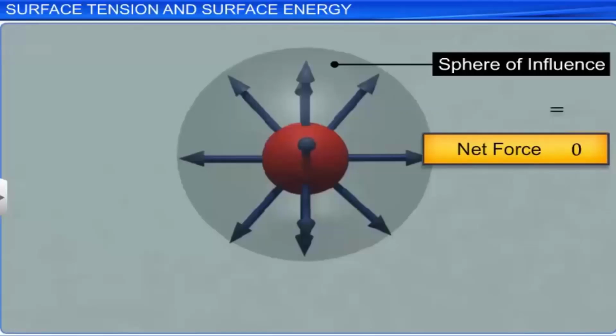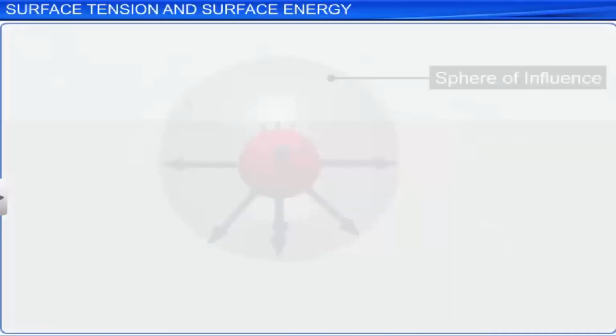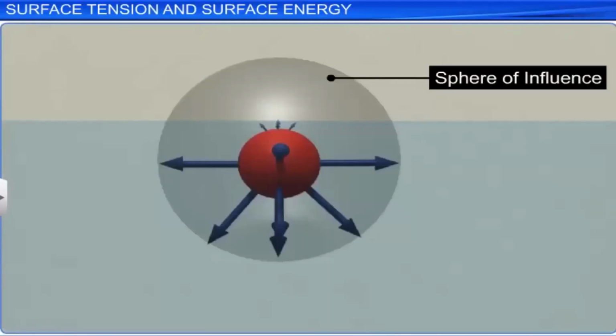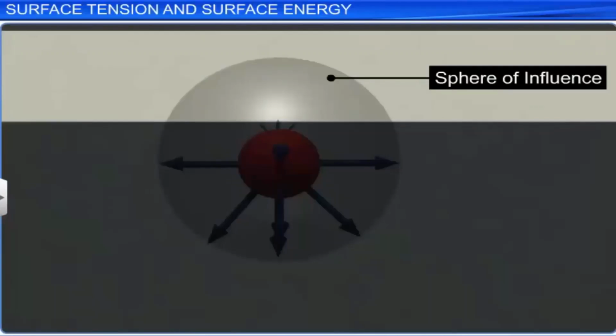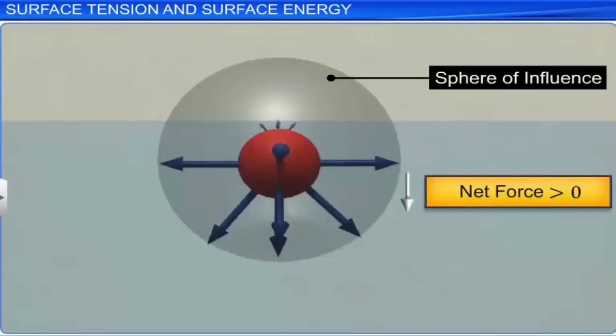For a molecule close to the surface of the liquid, a part of the sphere of influence lies above the surface. As cohesive forces are greater than adhesive forces between liquid and air molecules, and since there are a greater number of liquid molecules within the sphere of influence than air molecules, there is a net downward force.